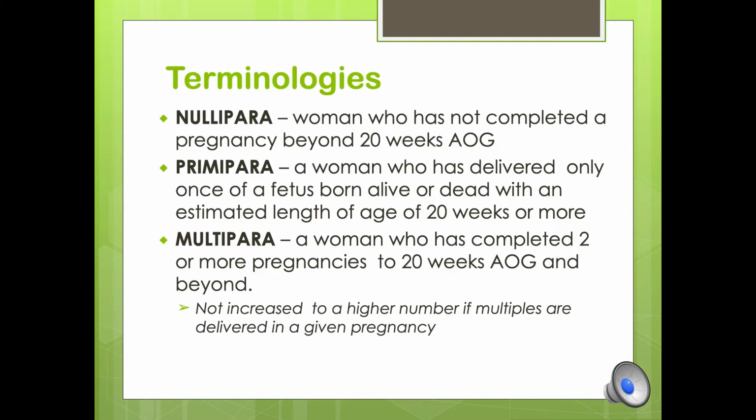A nullipara is a woman who has not completed a pregnancy beyond 20 weeks age of gestation. A primipara is a woman who has delivered only once of a fetus born alive or dead with an estimated length of beyond 20 weeks age of gestation. A multipara, on the other hand, is a woman who has completed two or more pregnancies beyond 20 weeks age of gestation. The numbers are not increased to a higher number if multiples are delivered in a given pregnancy. We will have an example of that later.